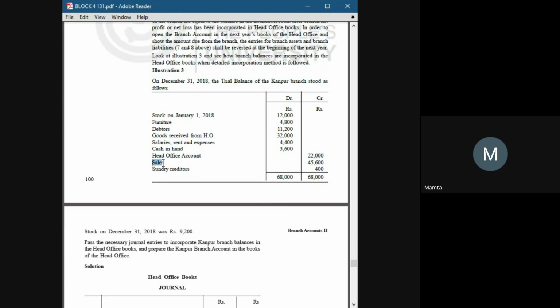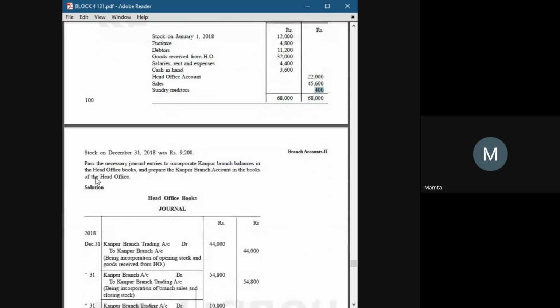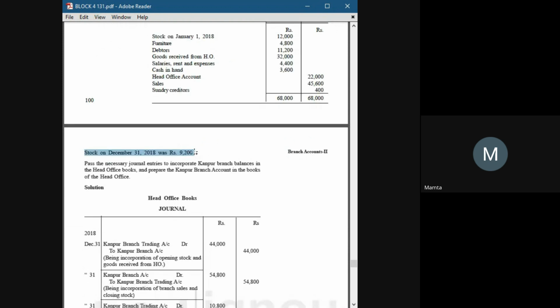Sales shows a credit balance of 45,600. Sundry creditors shows a credit balance of 400. And here the closing stock is provided to us, at cost 9,200. Pass the necessary journal entries to incorporate Kanpur branch balances in the head office books and prepare the Kanpur branch account in the books of head office.